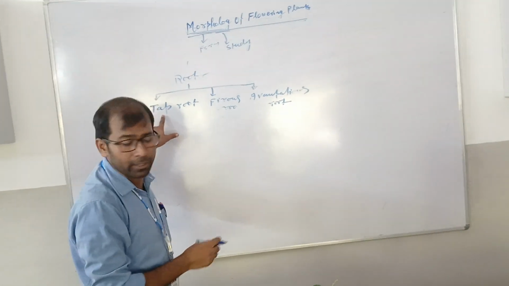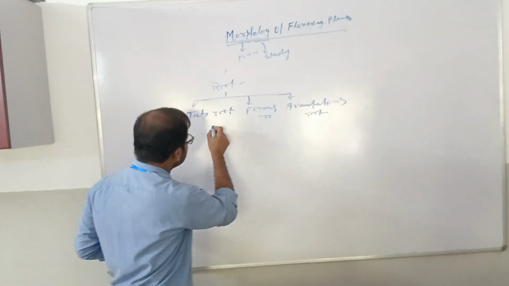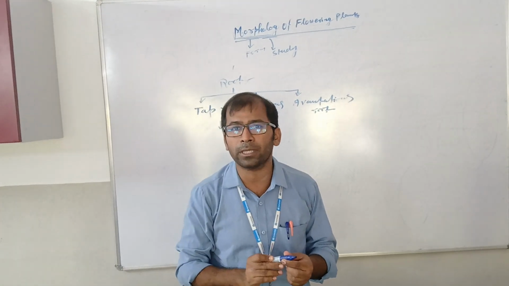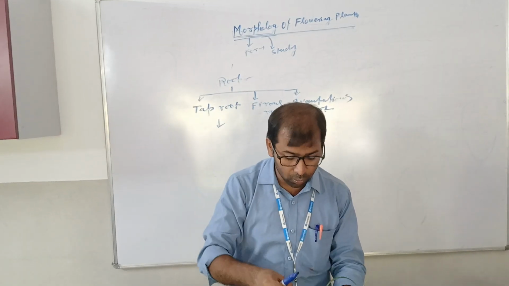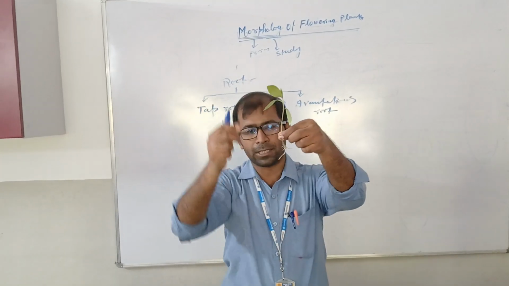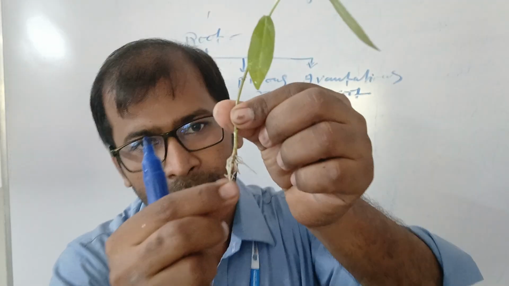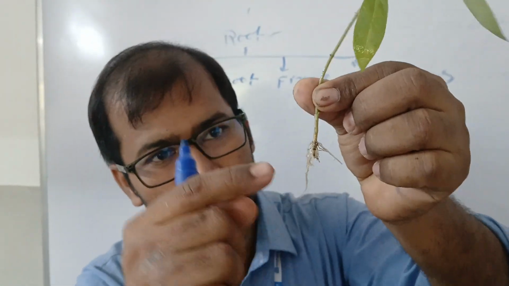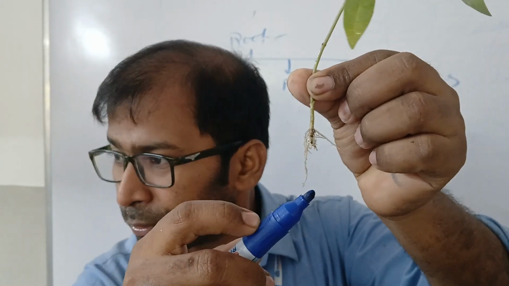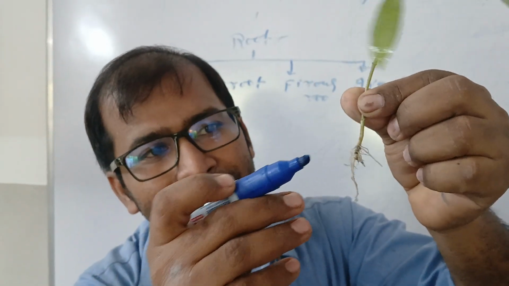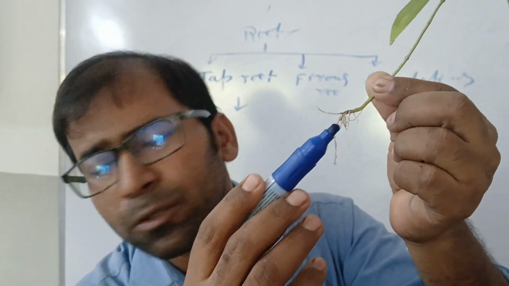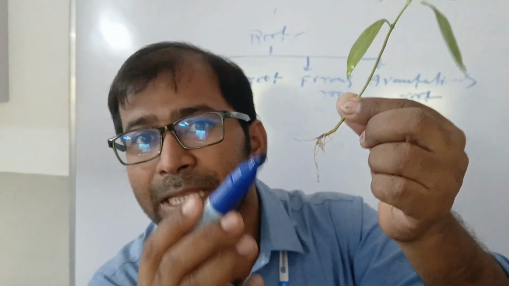One is tap root. Tap root, please listen. Tap root is found in the dicot plants. Let's study the root of the dicot plants. Please come closer, sir. Look, this is the root of the dicot plants. Here you observe, this is the main root. From the main root, secondary roots arise, and from the secondary roots, tertiary roots arise. This kind of root system is known as the tap root.